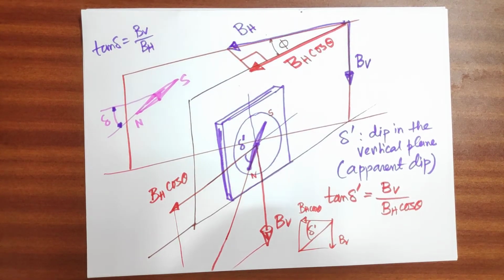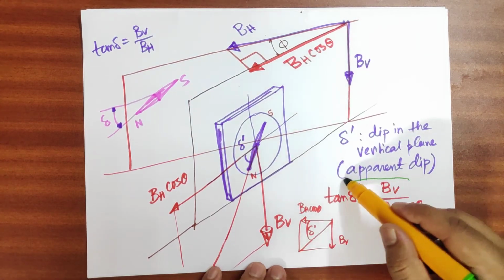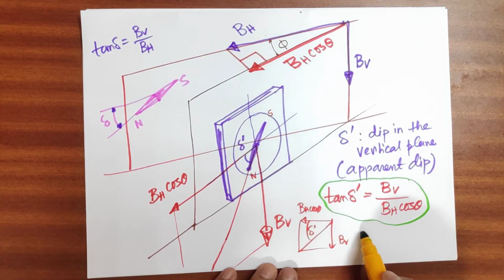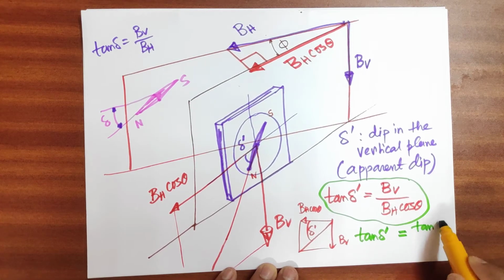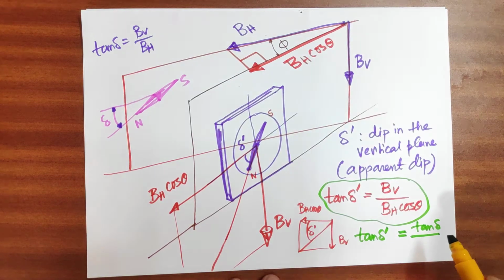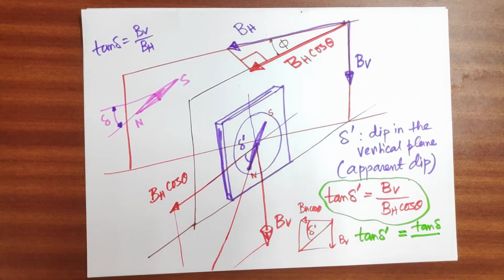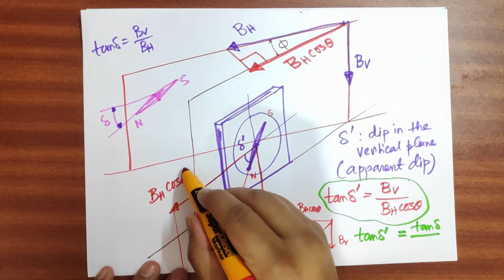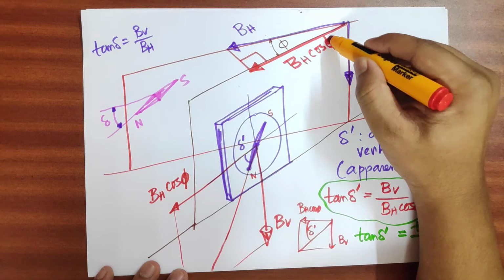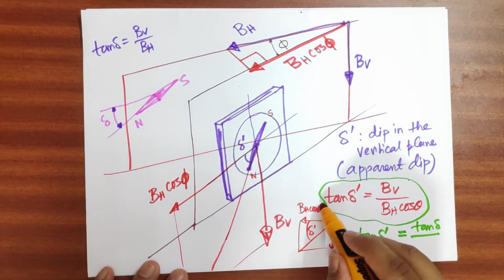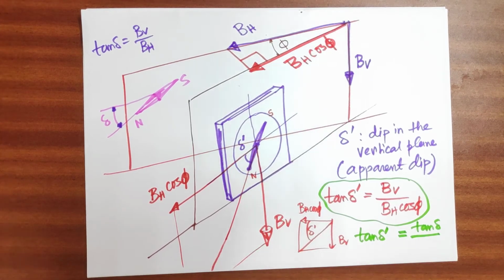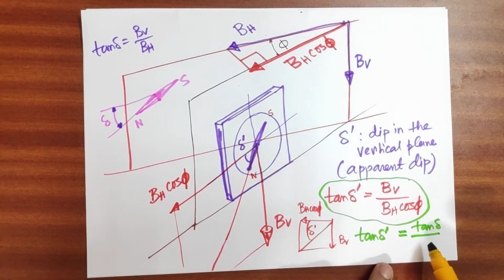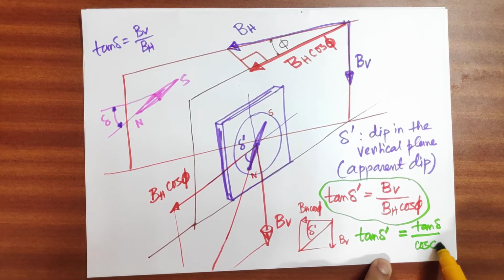This is the apparent dip at a place. Tan delta dash is BV by BH cos phi, or we can write tan delta dash is tan delta divided by cos phi. Sorry, it was cos phi rather than theta, right? Just change it from theta to phi. So tan delta dash is equal to tan delta divided by cos phi.